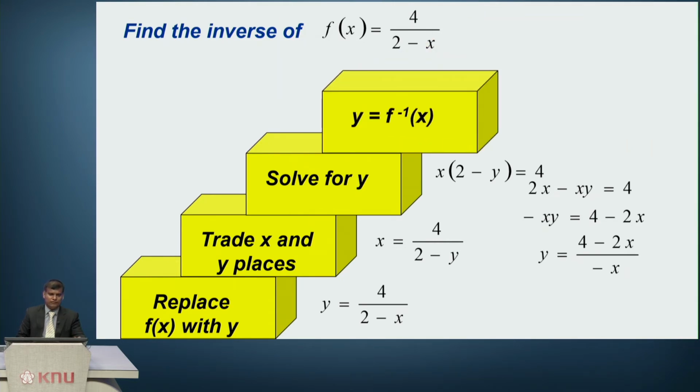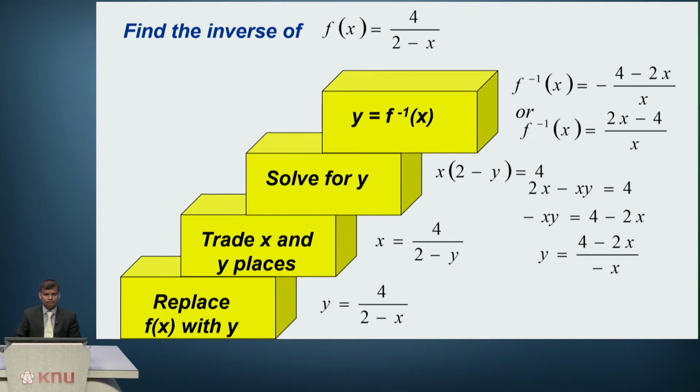y equals f inverse of x. Yes, that is it. f inverse of x is equal to minus 4 minus 2x by x. That is what we talk about. That is it. We find the inverse of a function. I encourage you to use the same similar steps and try to solve some problems by yourself. Let us do some more examples to get familiar with it. Well, you can also say the same one, f inverse of x is 2x minus 4 by x.